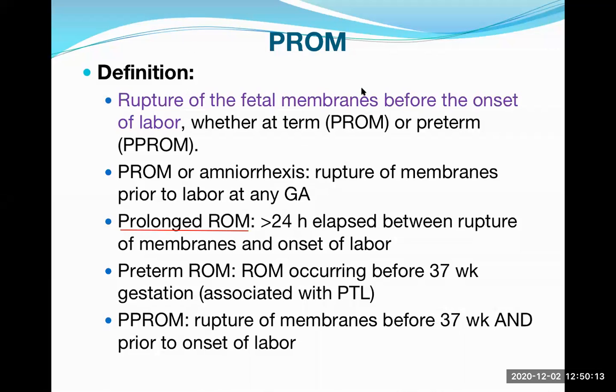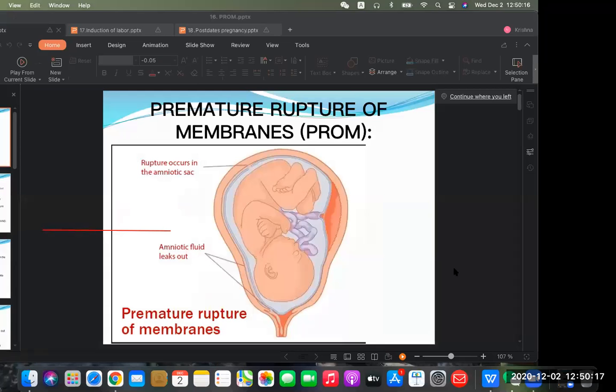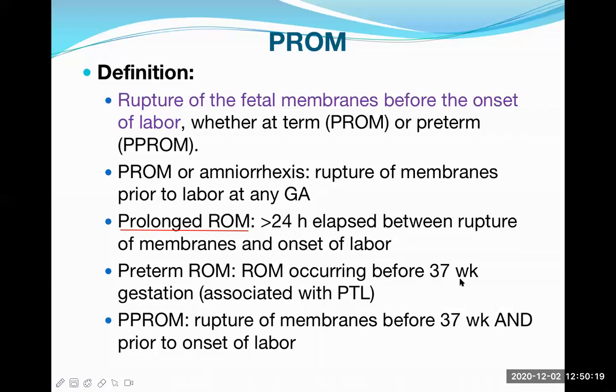Now see there, preterm rupture of membrane means it has occurred prior to 37 weeks of gestation, and it is associated with preterm labor. You already know that now. And rupture of membrane before 37 weeks and prior to the onset of labor is known as preterm premature rupture of the membrane. So these are the different definitions.